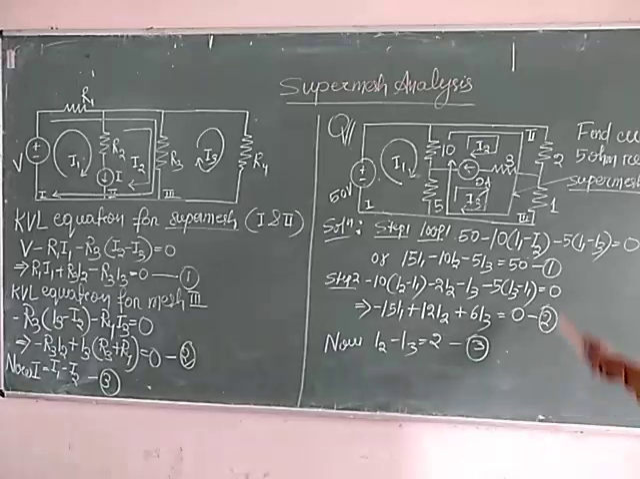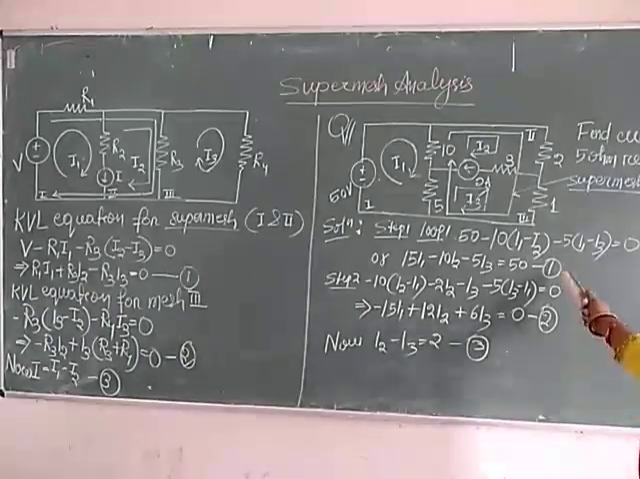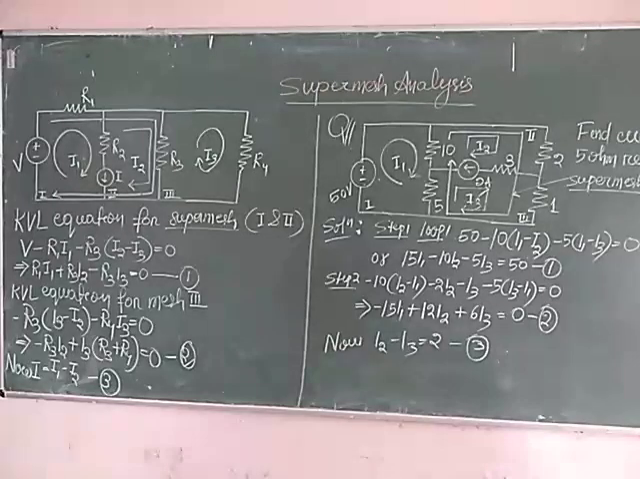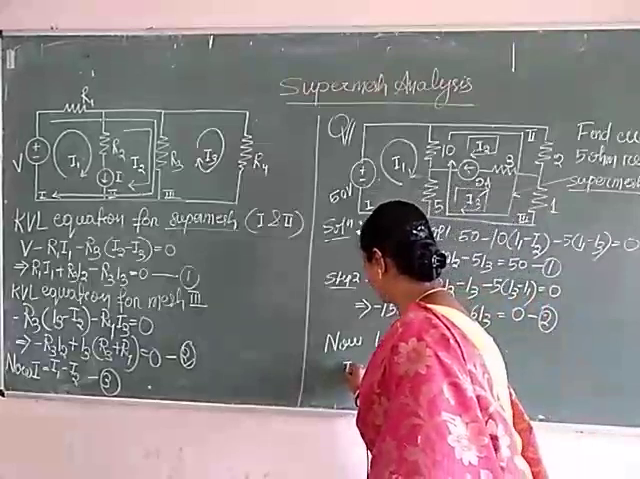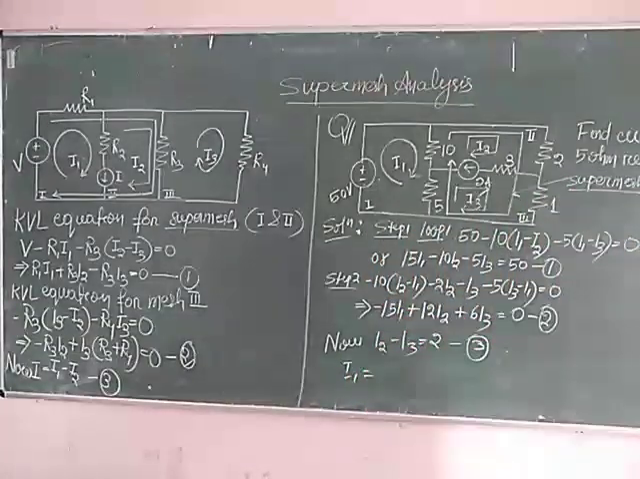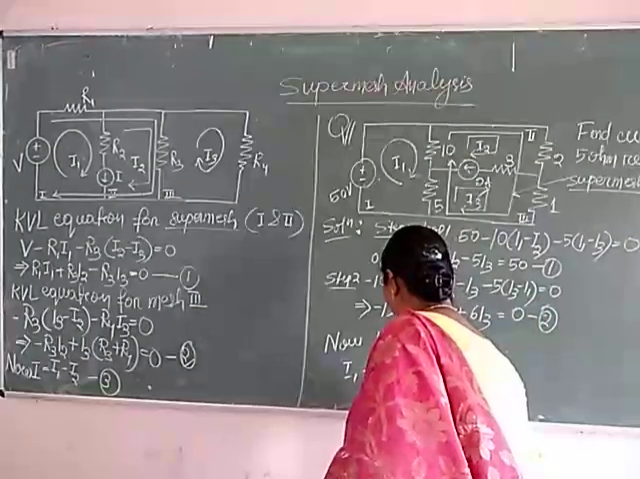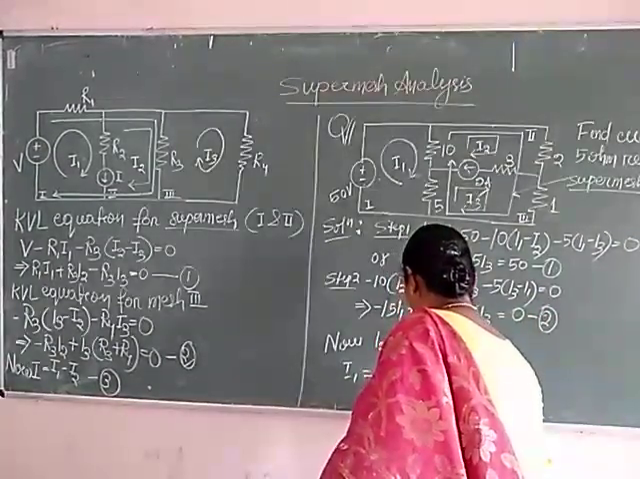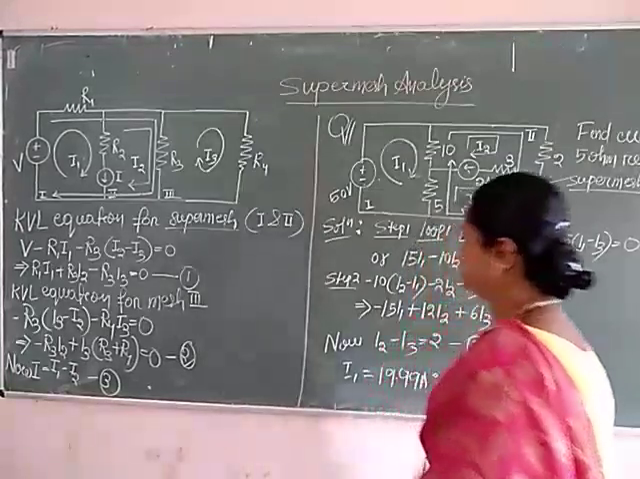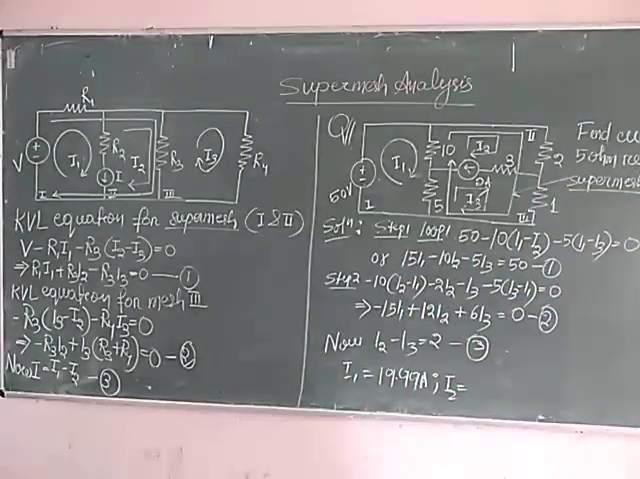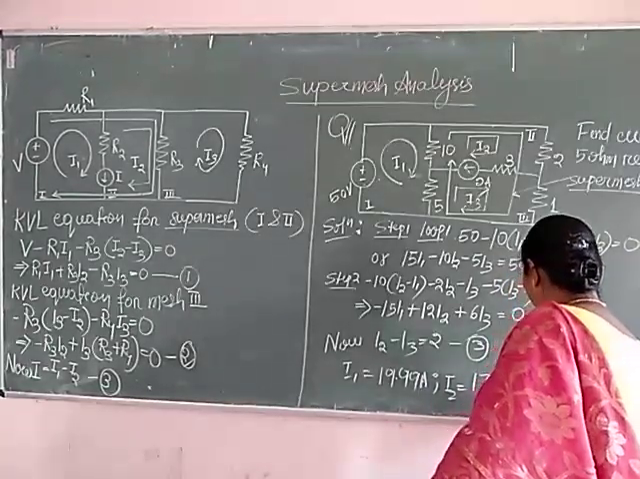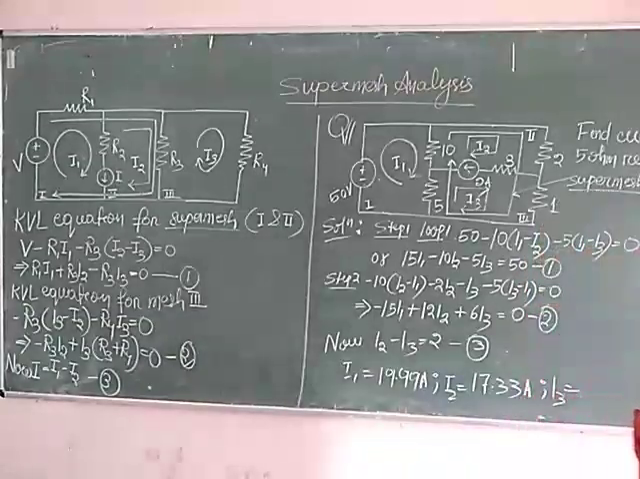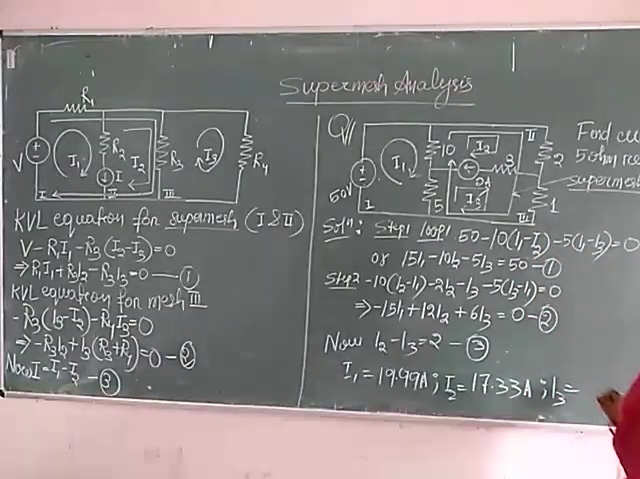If you solve these three equations 1, 2 and 3, you get I1 is 19.99, I2 current is 17.33 ampere and I3 current is 15.33 ampere.